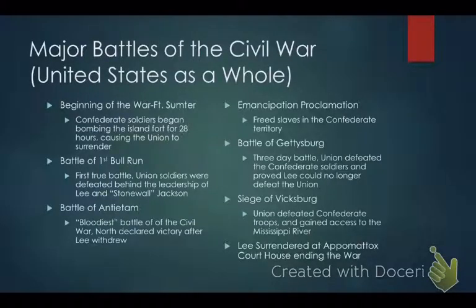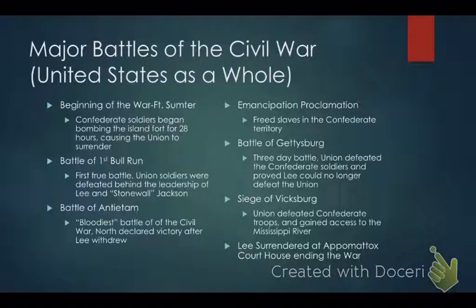Now, these are the major battles inside the Civil War that we look at on an 8th grade level. The beginning was Fort Sumter, which we talked about earlier. This is where the Confederate soldiers began bombing an island fort for 28 hours, causing the Union to surrender. Basically, Lincoln sent troops in to help the troops that were already in there, supplies in the South, and South Carolina decided it was an act of war and began fighting.